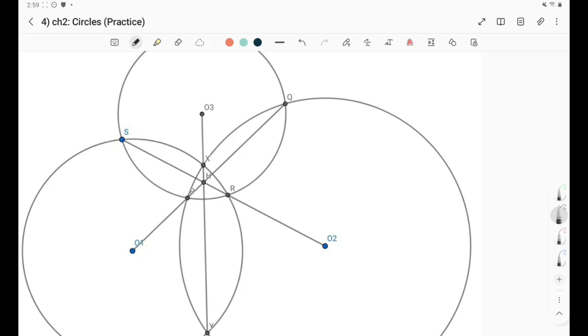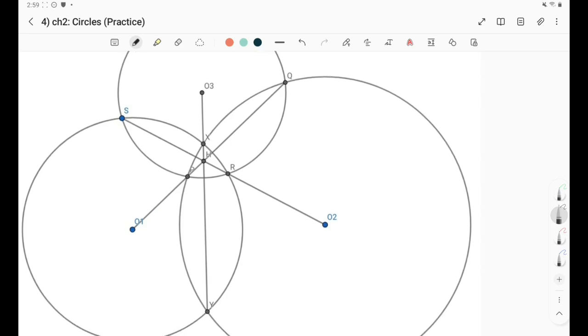Okay, now let's think about the question. How can we show that O3 lies on XY? Of course, if you remember, we shouldn't be doing it like this. We should always make this line dotted so that we don't get tricked into thinking that O3 and XY are already collinear and get a circular proof. Okay, now let's try to think about our question.